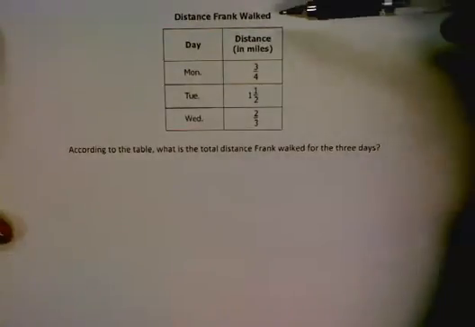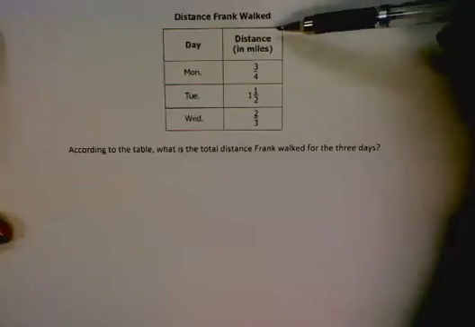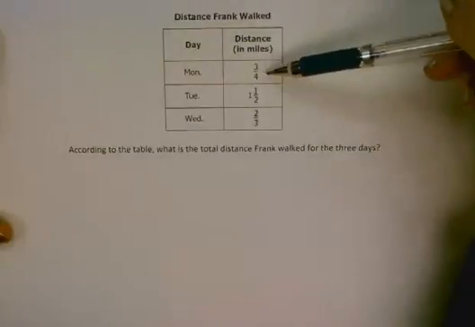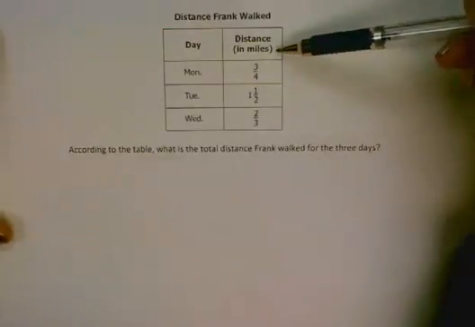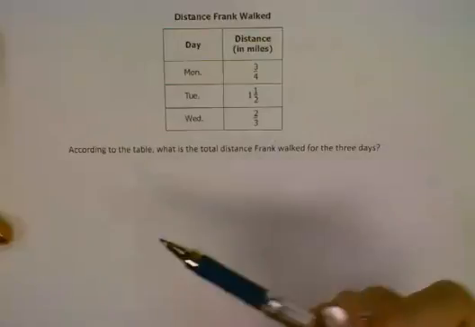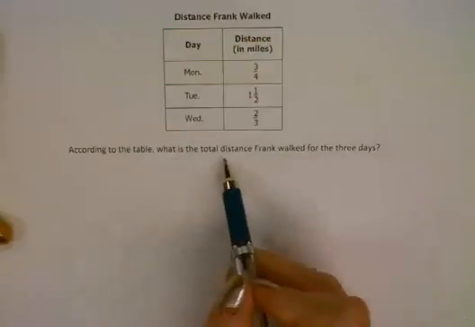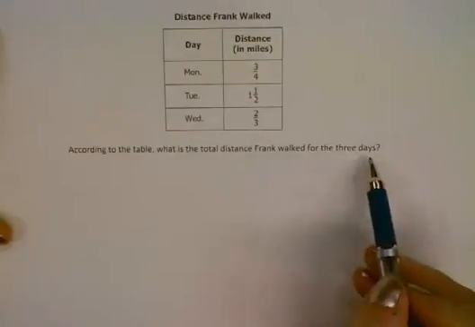I see the table, distance Frank walked. There's a day, and then how far he walked each day. Monday, Tuesday, Wednesday, and it's in miles. According to the table, what is the total distance Frank walked for 3 days?